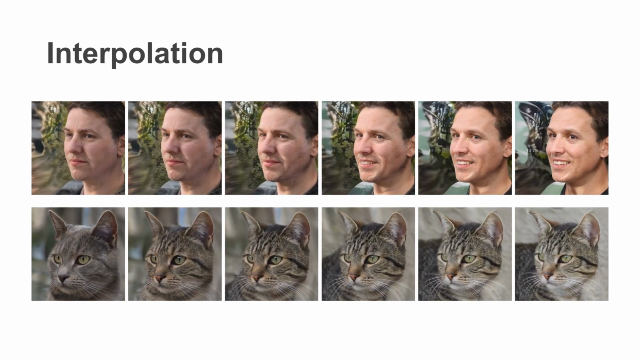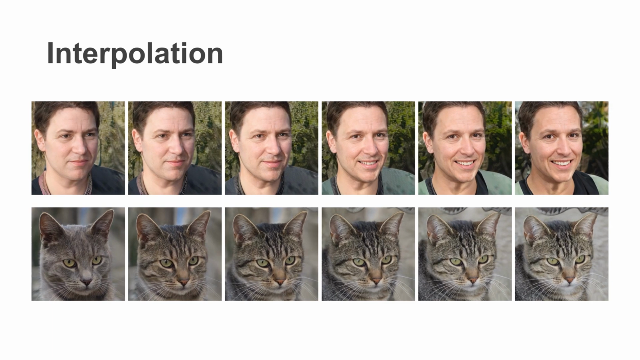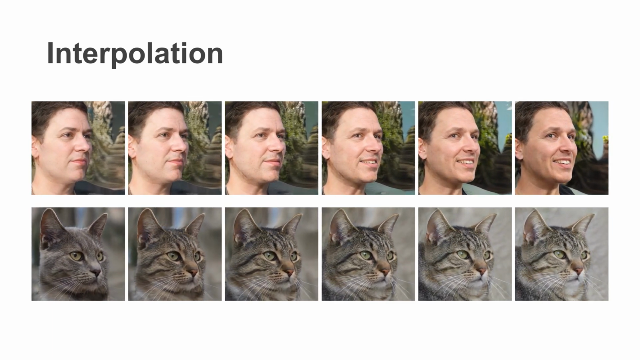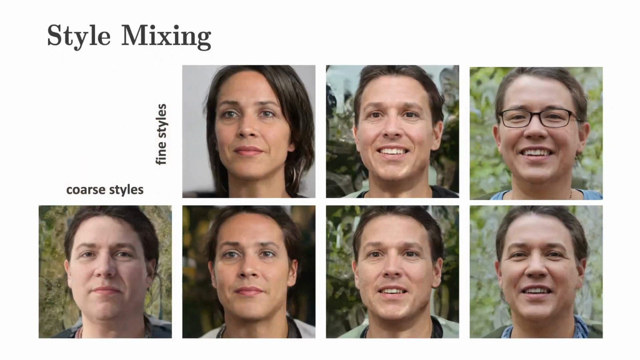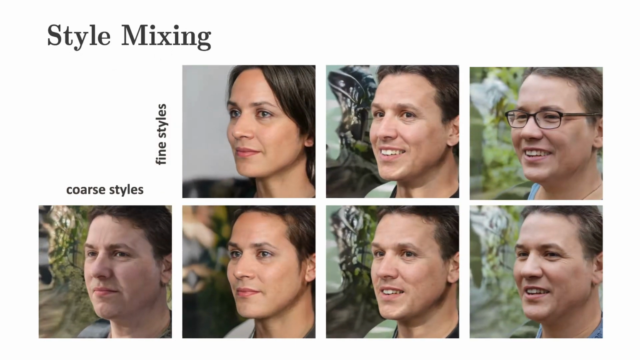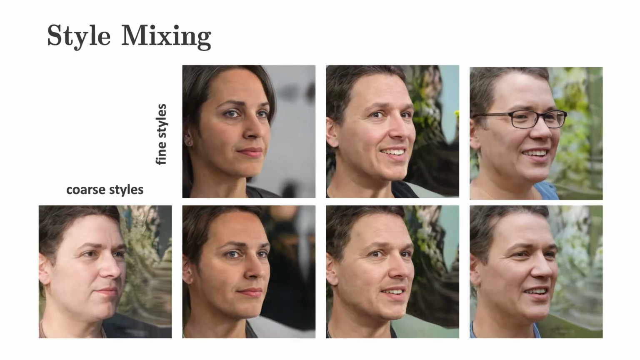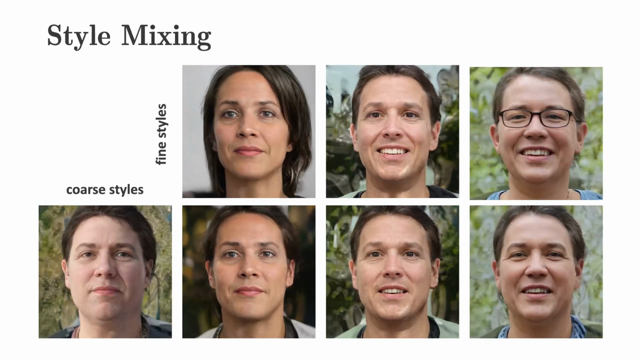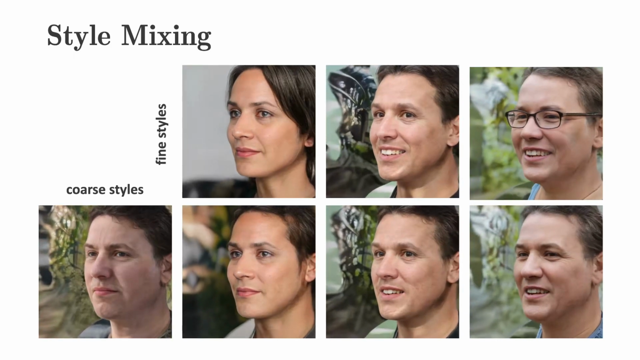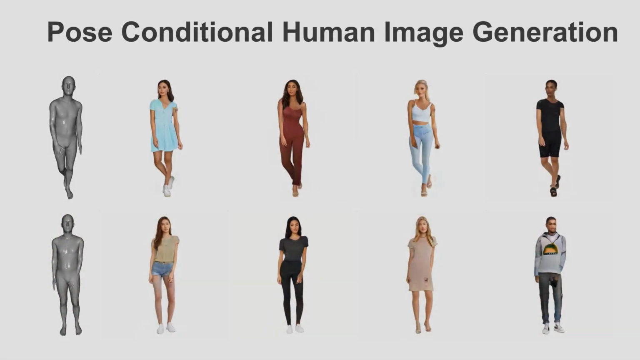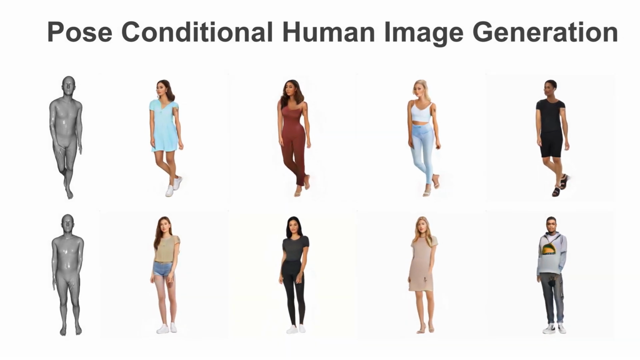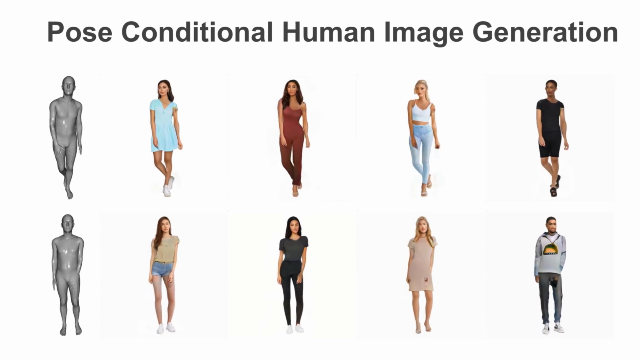Our method supports smooth interpolation of appearance. In this experiment, we generate images by mixing coarse and fine-level styles from different latent codes. With a coordinate transformation based on inverse linear blend skinning, we can achieve pose conditional generation with SMPL meshes.